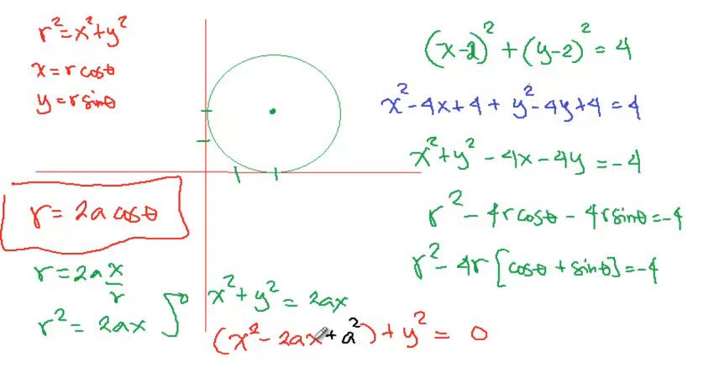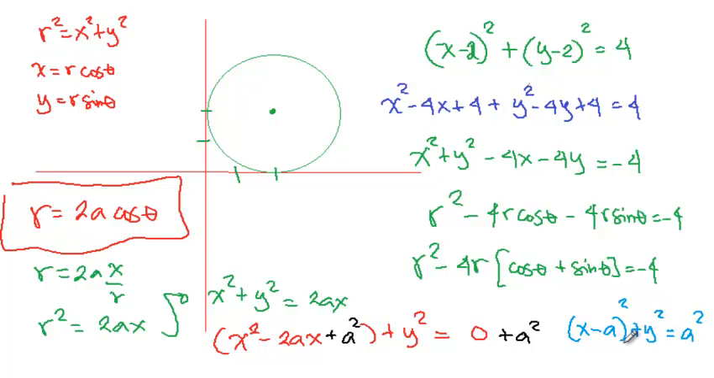Good. That's plus a squared, right? Just divide by 2, 2a divided by 2. So here also plus a squared. This will turn out to be what? This will turn out to be (x minus a) squared plus y squared equal to a squared.